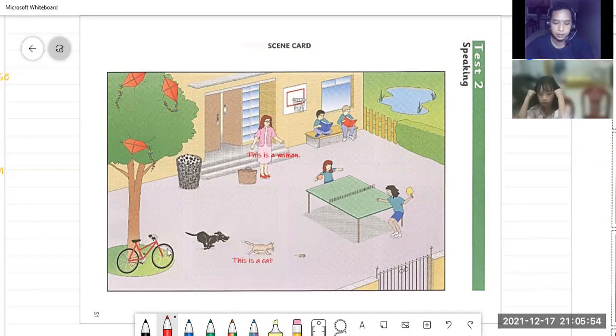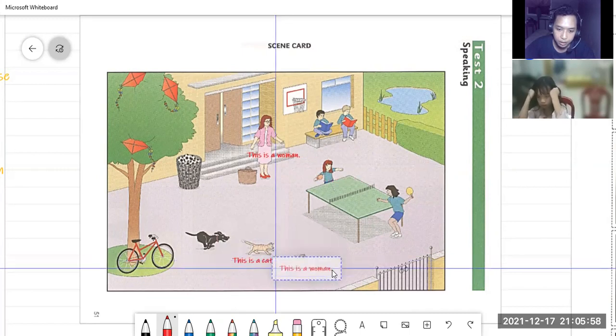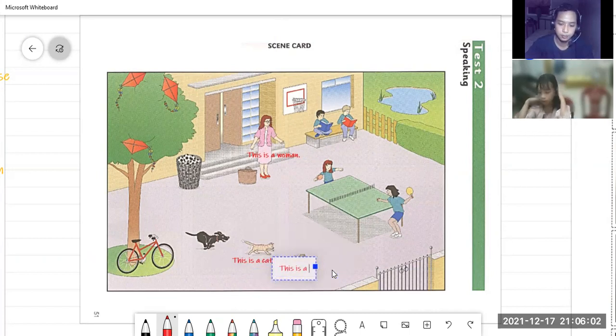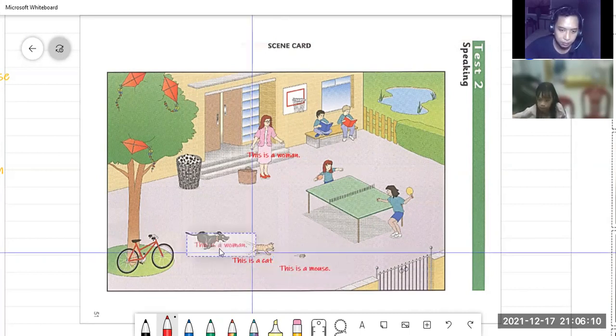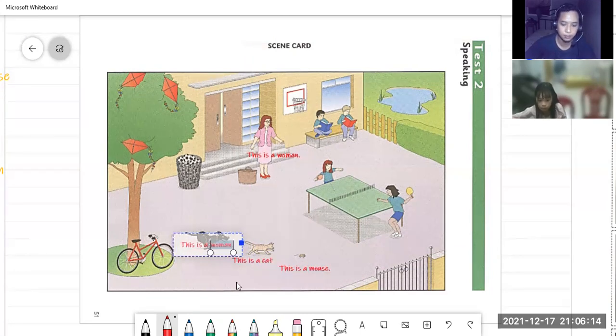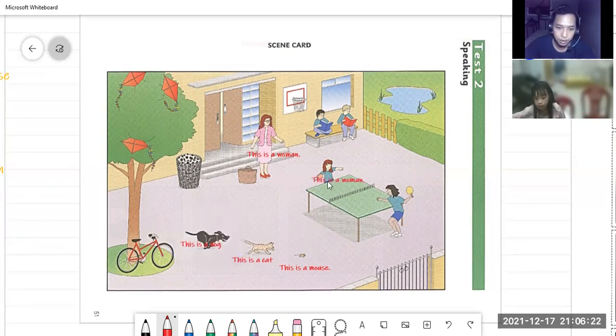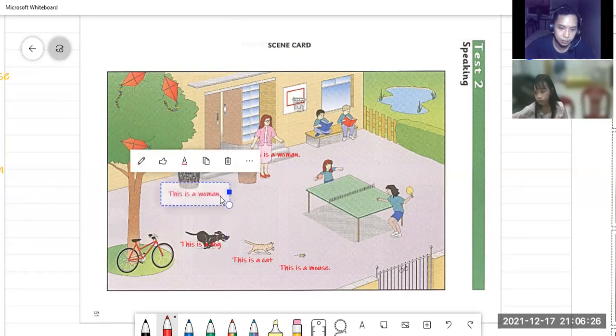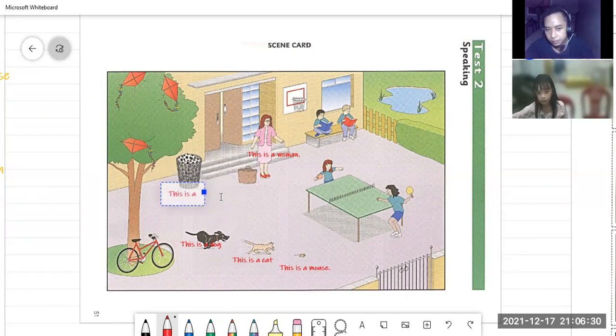Okay, next, what is this small one? This is a mouse. Very good. Next, what is this? This is a dog. Okay, next. What is this? These are balls. Okay, next.